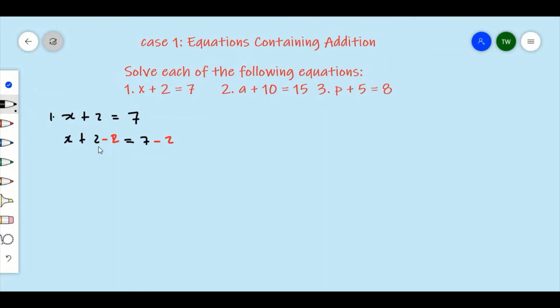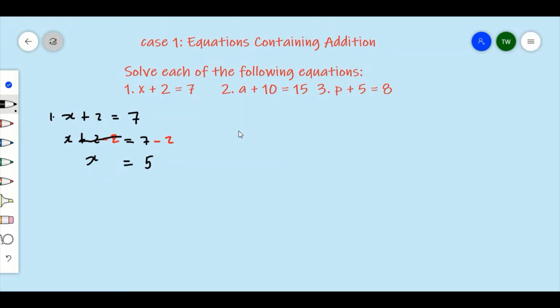Now clearly you can see that positive 2 minus 2, that's going to give us 0. So these are going to cancel out. So what we're left with here is x is equal to 7 minus 2, that's going to give us 5. And that's how you would do a problem of this form. Right?